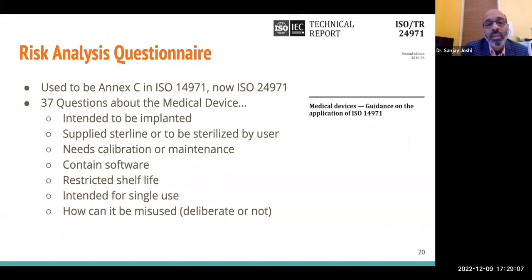Is it a device intended to be implanted? Now, keep in mind, an implanted device that is under the skin, you typically need a surgery to put that device in. That usually goes through much more rigorous risk analysis and design controls compared to other devices. Whether it is supplied sterile or it is sterilized by the user. If it needs calibration or maintenance, what happens if your device is uncalibrated and somebody uses it when it is not working as expected? If it contains software, if it has a restricted shelf life, or is it not supposed to be used multiple times, and if it can be misused?